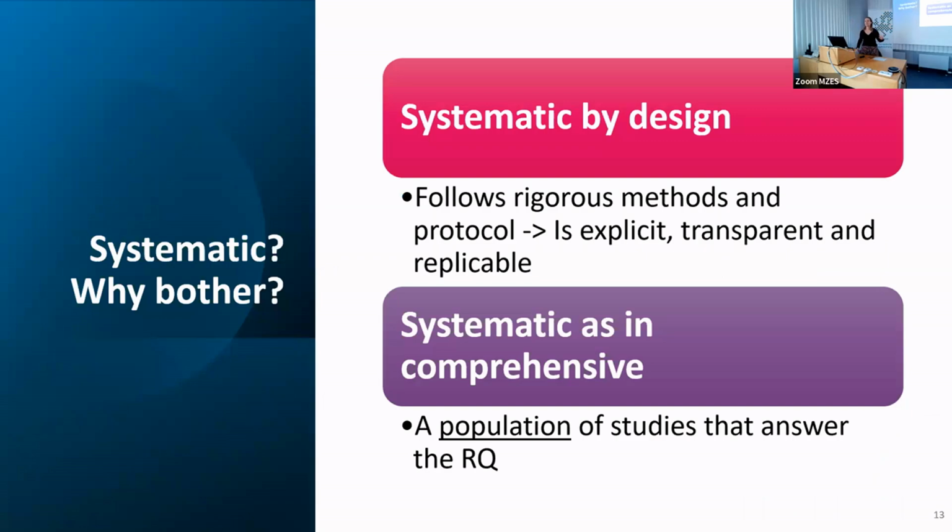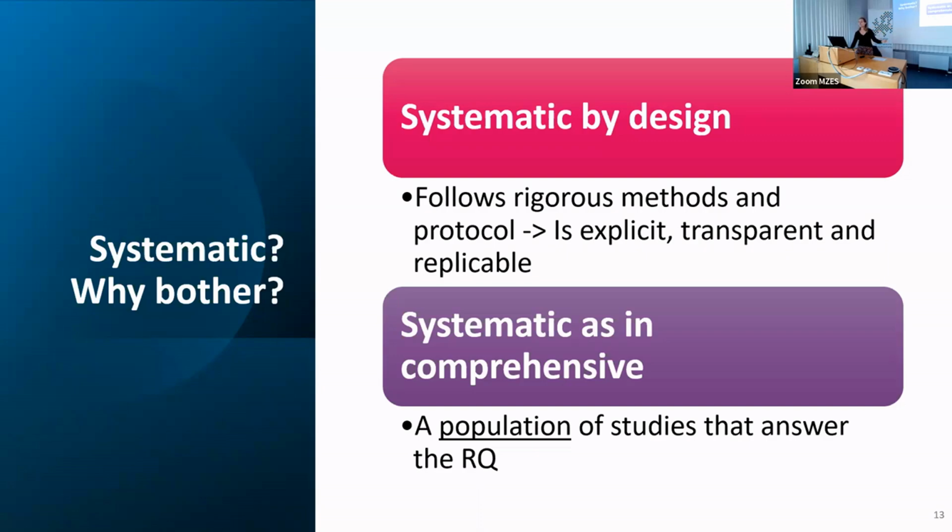Says, why should we generally bother? Why should it be systematic? So systematic reviews are essential because they are systematic by design and comprehensive. First, they follow strict methods and a protocol so each step is clear, transparent, and replicable. This means others can verify or reproduce the findings of these steps.